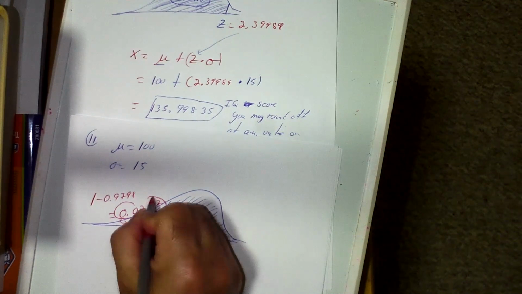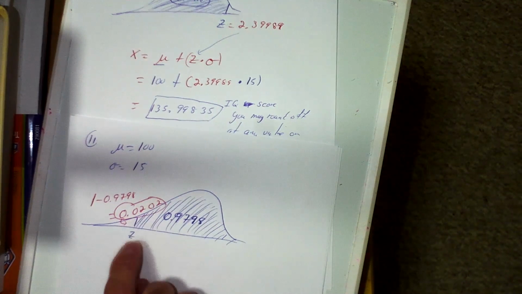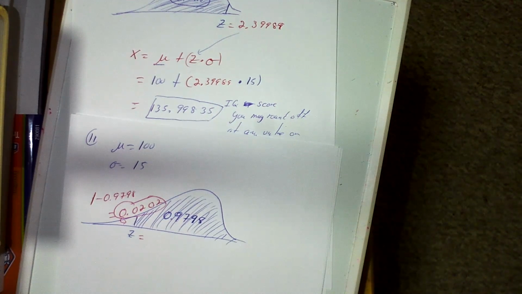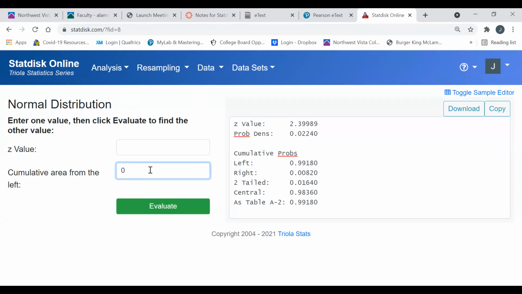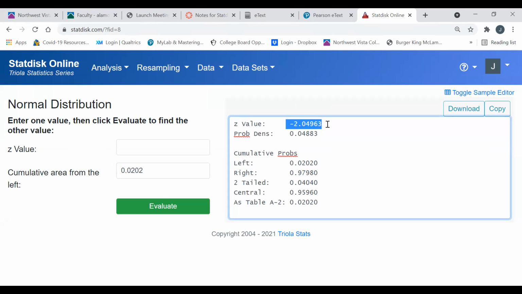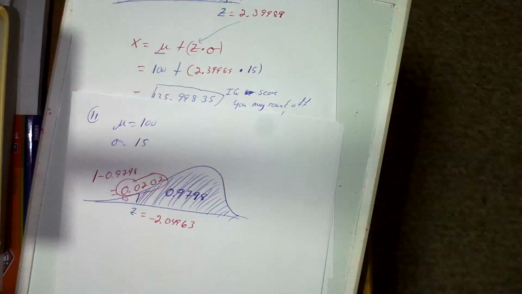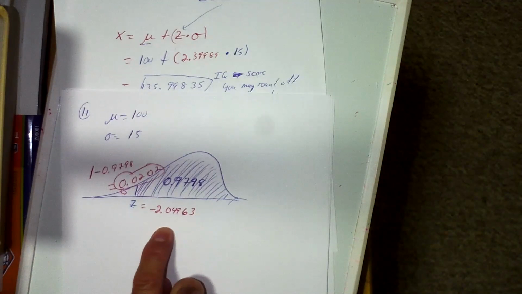So I'm gonna enter this number in the second window of StatDisk so I can find out what my Z number is. So I'm gonna put 0.0202 into StatDisk. Point 0202. And there's my Z, negative 2.04963. All right, there's my Z.